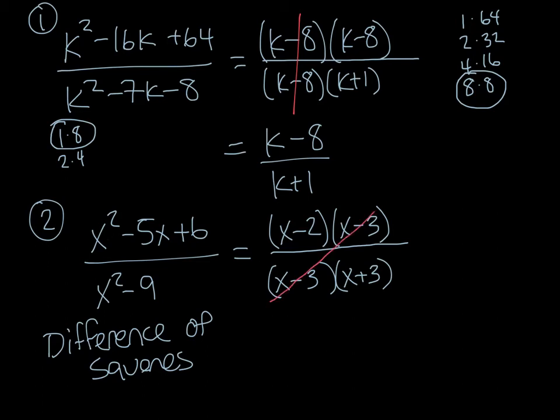So in this case, I think we can cancel those x minus 3's. And what are we left with? x minus 2 over x plus 3. And remember, we can't cancel anything there. Those x's look tempting to cancel, but we would break algebra, because the plus and minus mess that up.